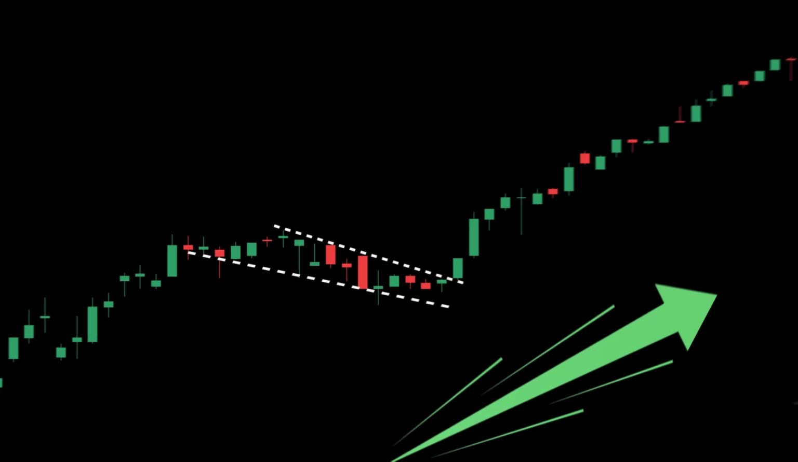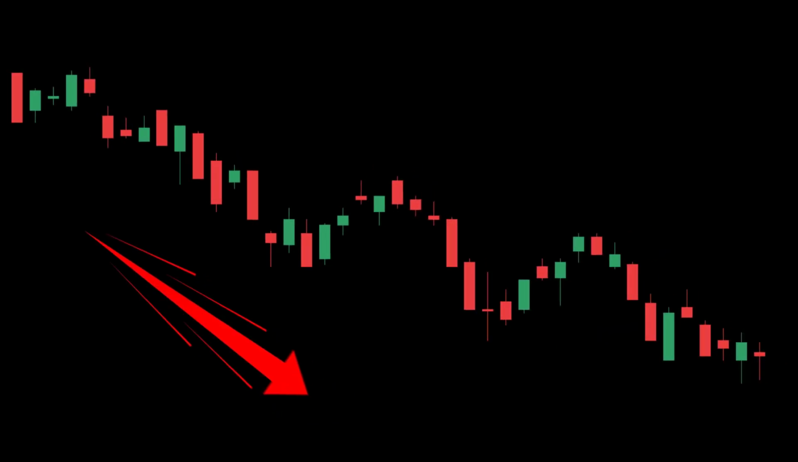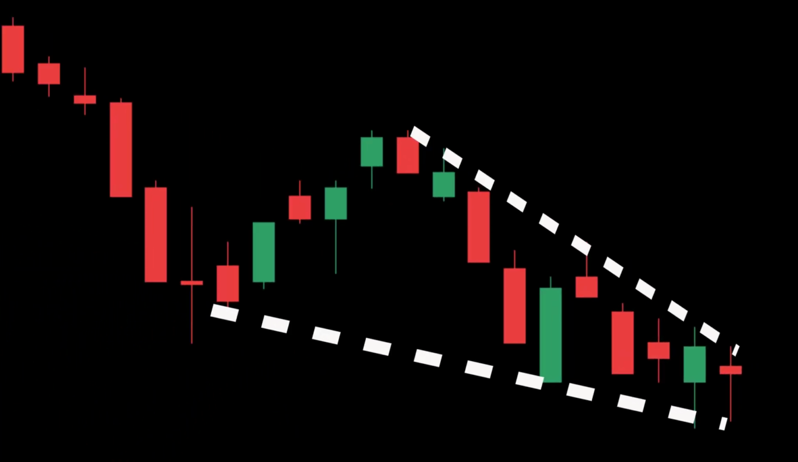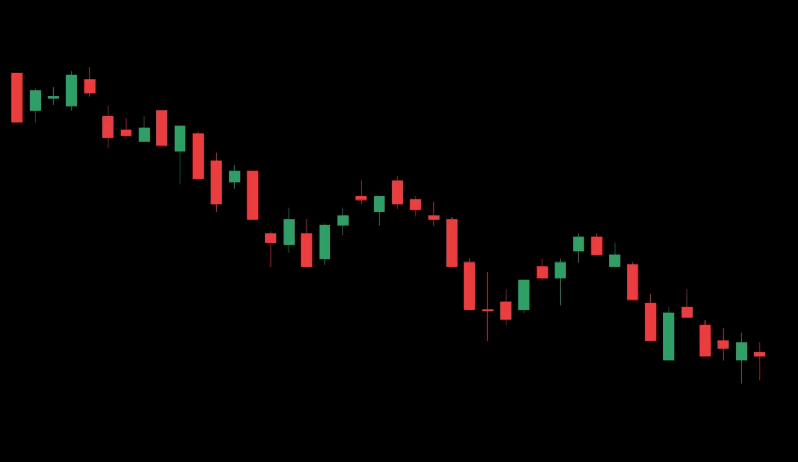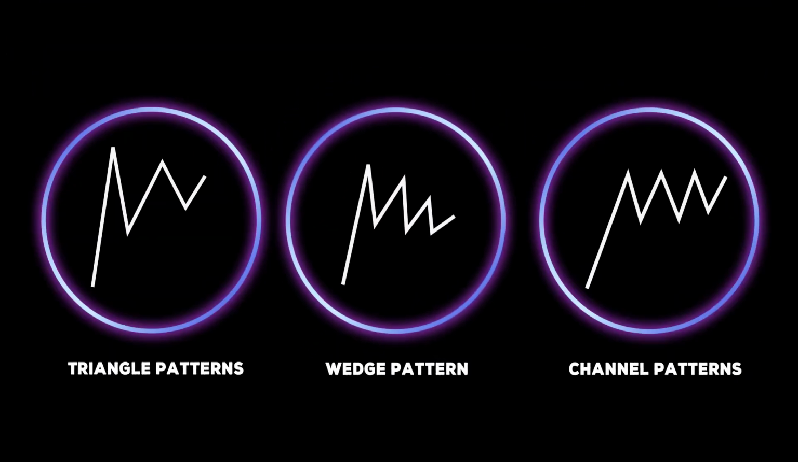In a bullish market, after a strong rally, the price might pull back and form a falling wedge. In a bearish market, after a sharp decline, the price can continue consolidating into a falling wedge before a potential breakout. So, we've just covered triangle patterns, channel patterns, and wedge patterns.